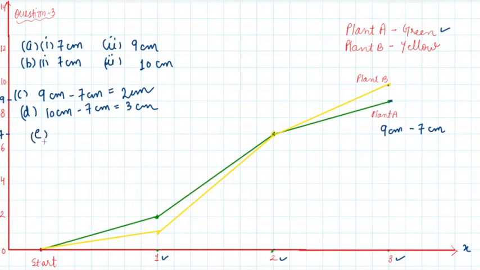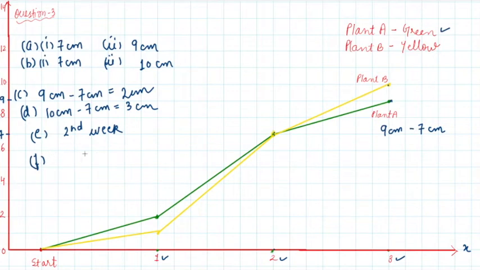During which week did plant A grow most? So if you see the graph only, from starting to first week, this is the length. From first to second week, we are getting the highest length. And from second to third, we are again getting a certain distance. So if we see, the maximum growth is when? It is in the second week. So looking at the graph only we can do it, otherwise we can take the difference to get the exact answer.